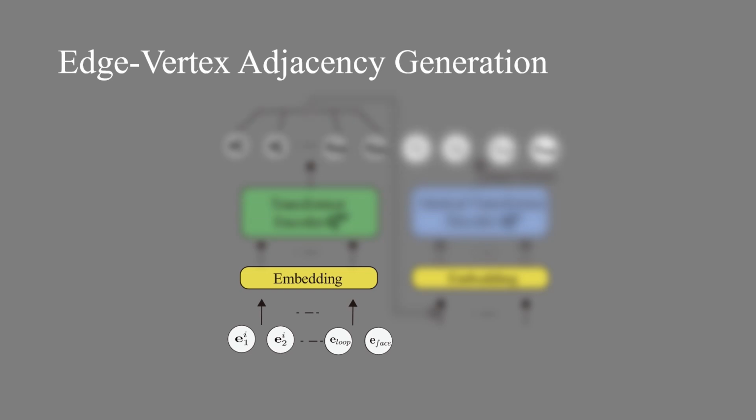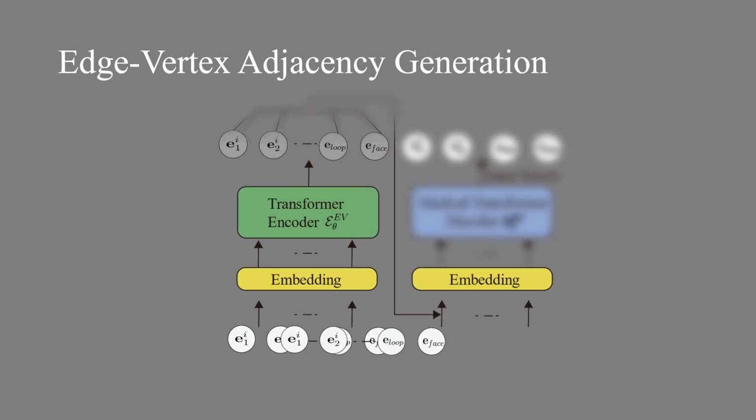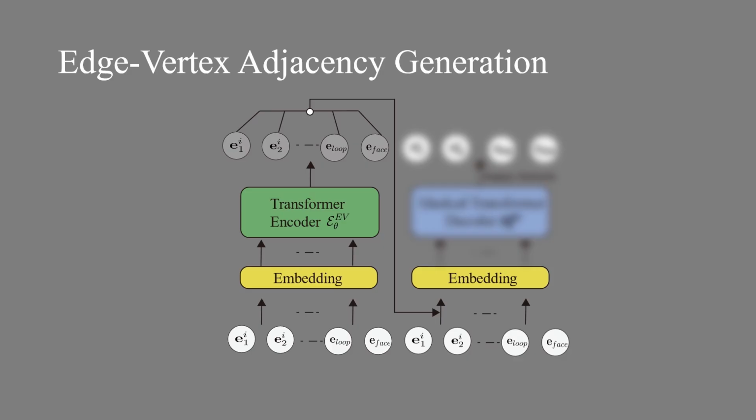To process this sequence, we first use a transformer encoder to extract contextual embeddings. These embeddings are then gathered based on the input sequence to create a combined embedding. Finally, the transformer decoder, paired with a pointer network, generates a new sequence that captures the adjacency relationships.